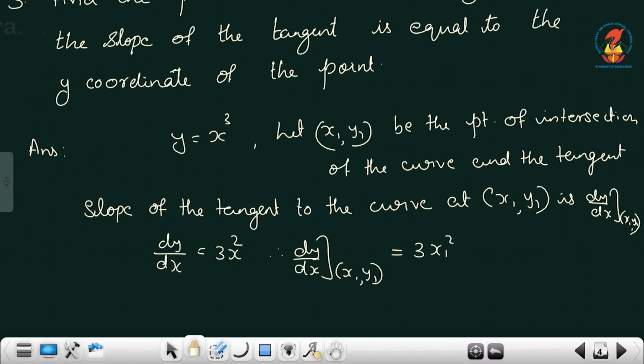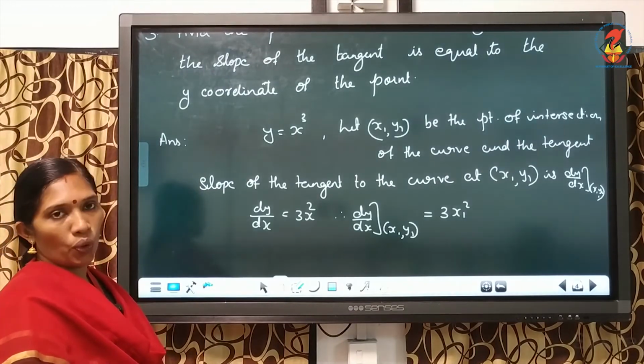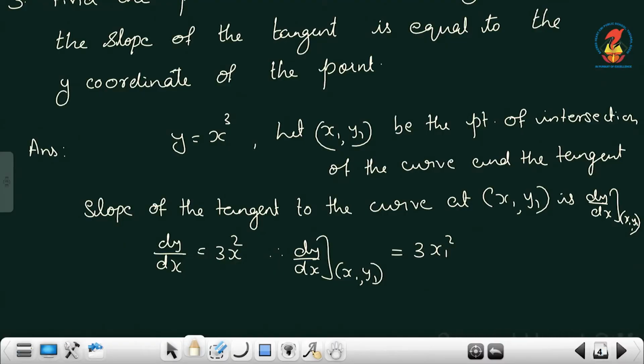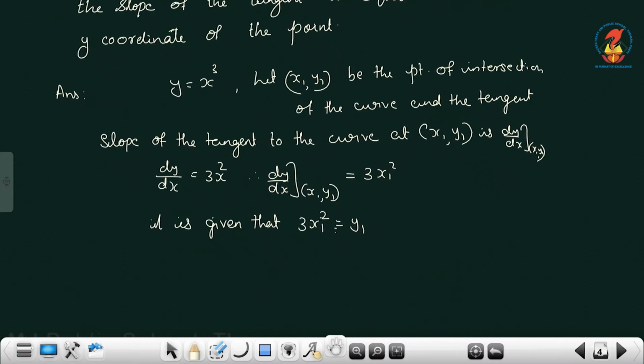Then what is given in the question? The slope of the tangent is equal to the y coordinate. So we can write, it is given that 3x1 square is equal to the y coordinate of the point. What is the y coordinate? y1. Okay, 3x1 square is equal to y1.